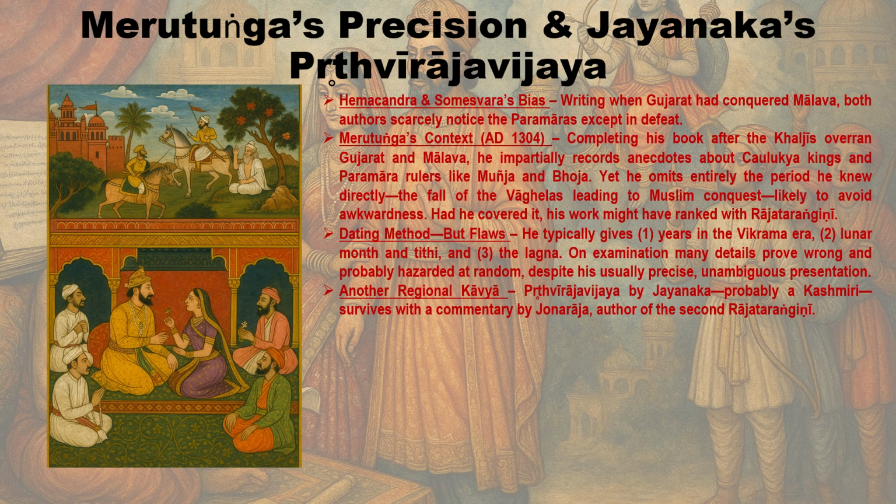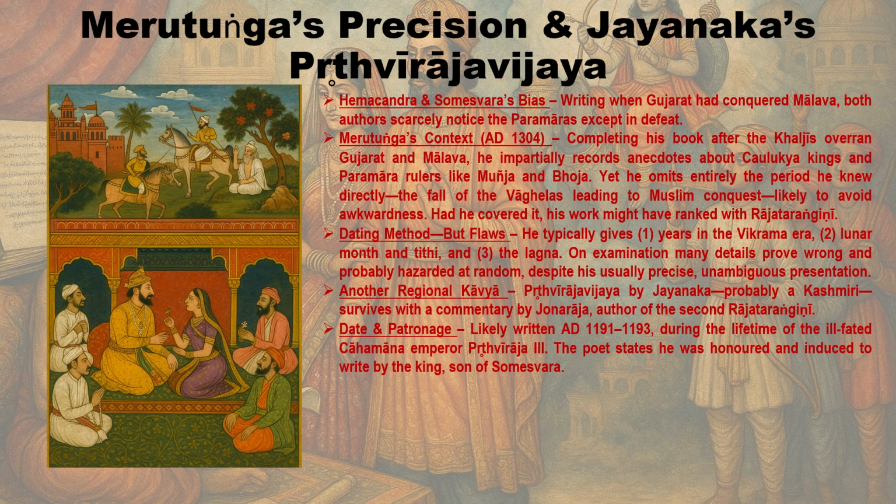Another regional kavya, Prithviraja Vijaya by Jayanaka, probably a Kashmiri, survives with a commentary by Jonaraja, author of the second Rajatarangini. Date and patronage: likely written around AD 1191 to 1193 during the lifetime of the ill-fated Chahamana Emperor Prithviraja III. The poet states he was honored and induced to write by the king, son of Someswara.